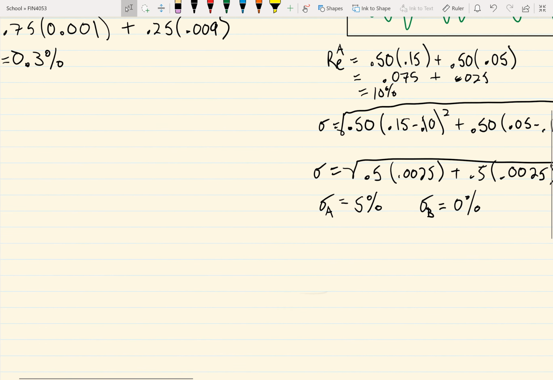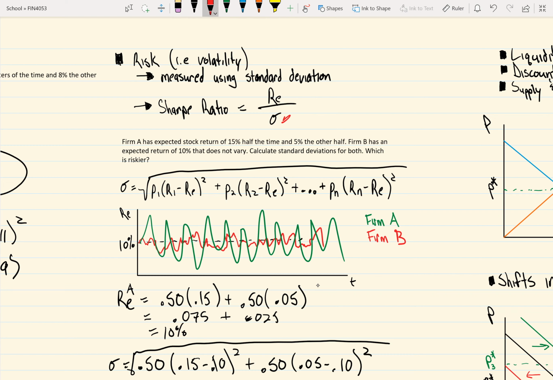People tend, again, for a given rate of expected return, people tend to prefer firm B here, that does not vary as much compared to firm A. And again, that's reflected in the Sharpe ratio. So here, firm B has a lower standard deviation, which means the Sharpe ratio is higher.